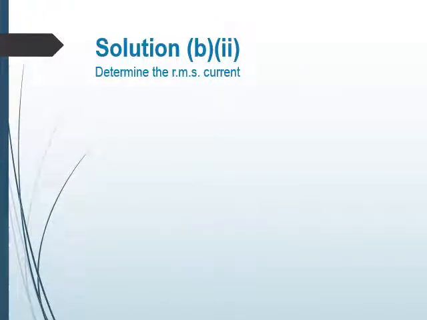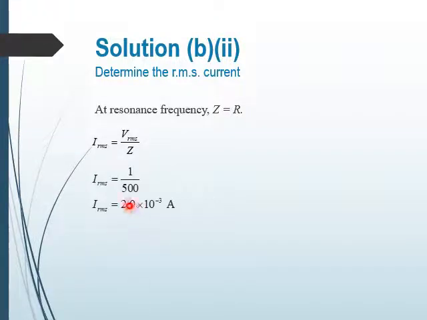Next, determine the RMS current. Since it is operating at a resonant frequency, Z is just equal to R. Therefore, IRMS is equal to VRMS over Z. But in this case, you substitute Z as R, which is 500. Therefore, IRMS is equal to 2 times 10 to the power of negative 3 ampere.